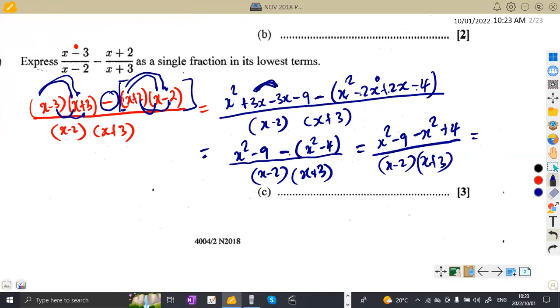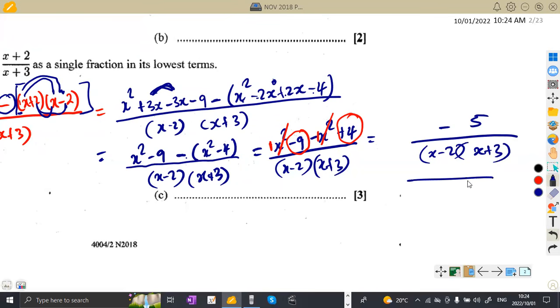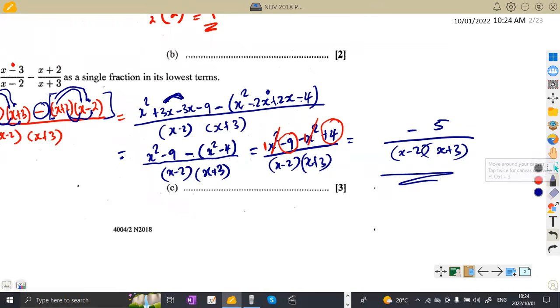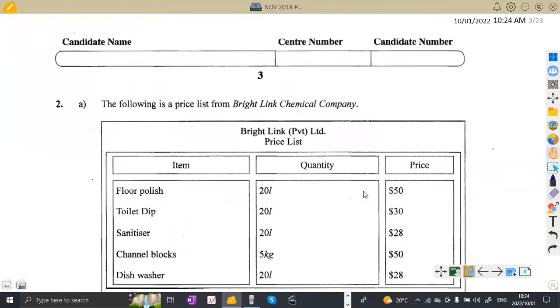All right, let's simplify further and see what you're going to have, collecting like terms. Here we've got 1x squared minus 1x squared, so this can cancel. You remain with negative 9 plus 4, which is negative 5. So this is going to be negative 5 over x minus 2, x plus 3. So this is what you're supposed to have at the end. As you can see, guys, these are direct questions, but you have to be very, very specific and show clearly your working, and that can actually help you to achieve all the marks that you're given.